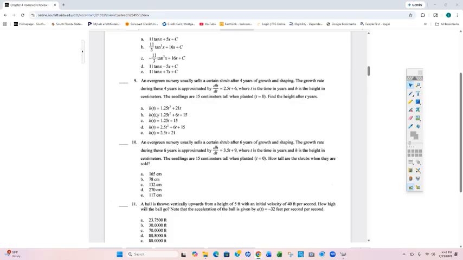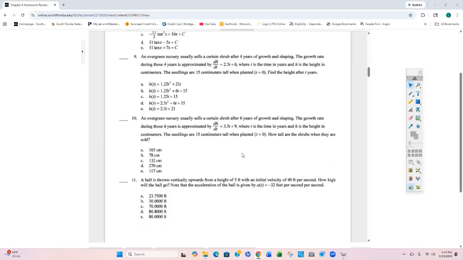A, H of t equals 1.25 t squared plus 21t. B, H of t equals 1.25 t squared plus 6t plus 15. C, H of t equals 1.25 t plus 15. D, H of t equals 2.5 t squared plus 6t plus 15. E, H of t equals 2.5 t plus 21. The answer to number 9 is B. That is also from section 4.1.